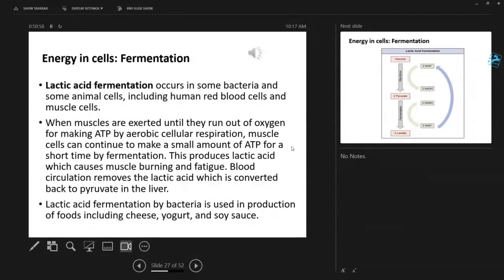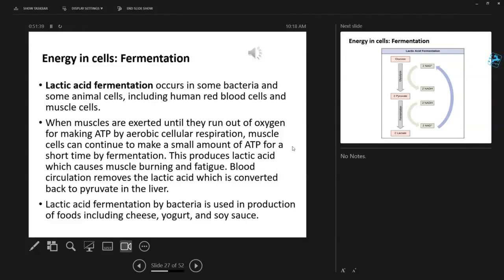So when you exert your muscles so much that they run out of ATP, because your breathing and your circulatory system can deliver only so much oxygen at a time to your muscles. If you're working so hard, your muscles are running out of oxygen. They can't make ATP anymore. They're getting tired. That's why you get tired. That's called muscle fatigue. But your muscle cells can do something that other cells of your body can't do, and that's fermentation.